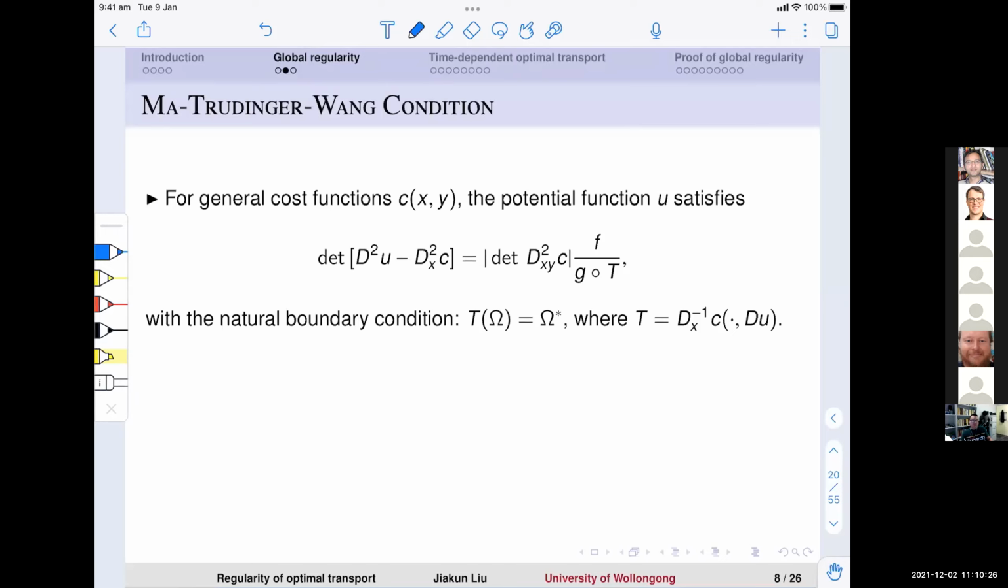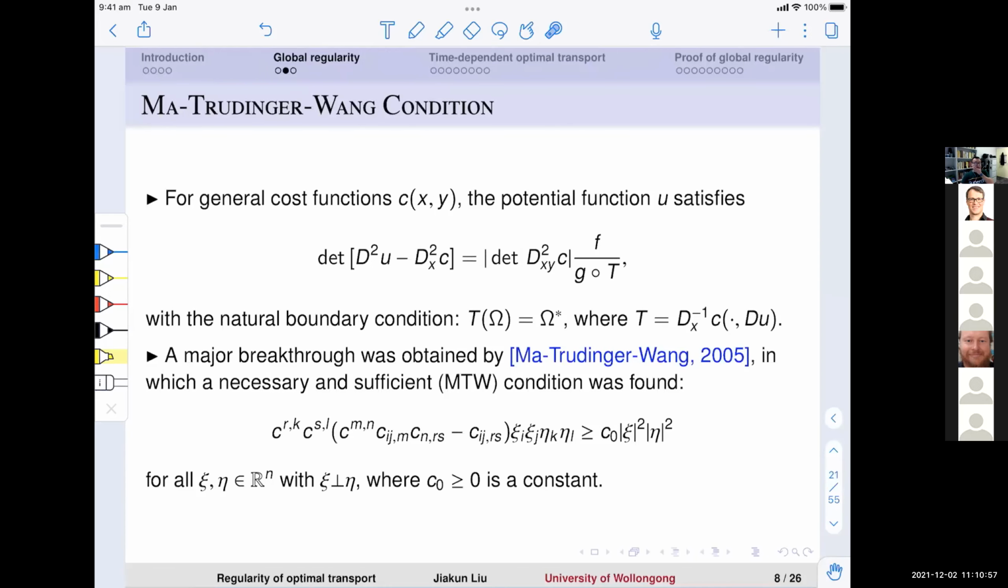For the general cost function, we know that the potential function u satisfies, again, a Monge-Ampère type equation, but you have a matrix on the left-hand side that depends on the cost function. And the natural boundary condition, again, is T(omega) equals omega star, because we transport everything from omega to omega star, whereas the optimal mapping T depends not only on the gradient of u, it also depends on the cost function, of course. So what's the regularity for that one?